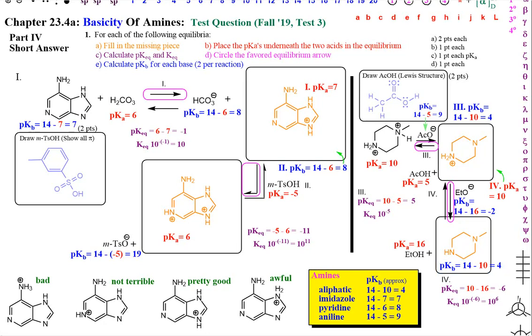I'm just going to do a quick verification going backwards. This is a base. The best base is the secondary aliphatic amine, and it will create the secondary aliphatic ammonium. And then the next best base is the tertiary amine, and it will create the tertiary aliphatic ammonium ion.